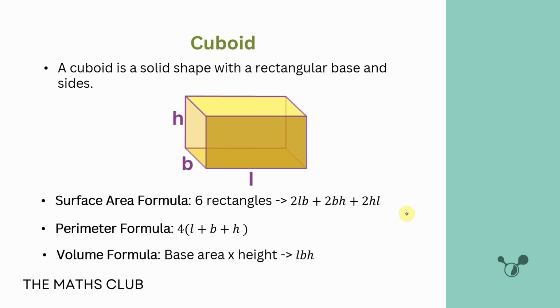If you look at this shape, the base area, this is the base, is L times B, times how high you are stacking those rectangles on each other. How high are they? This is H. So times H. And that's why we have LBH.